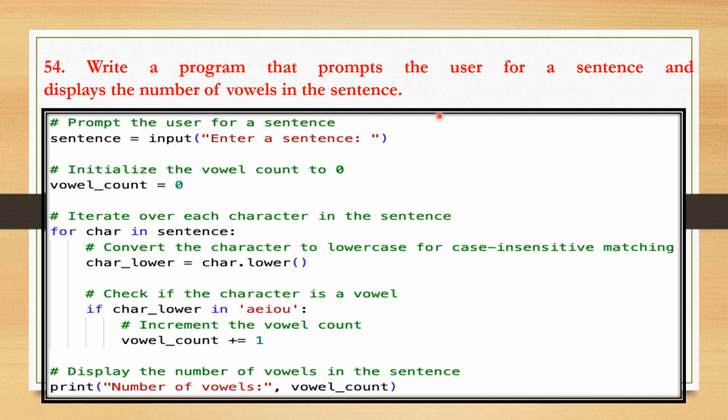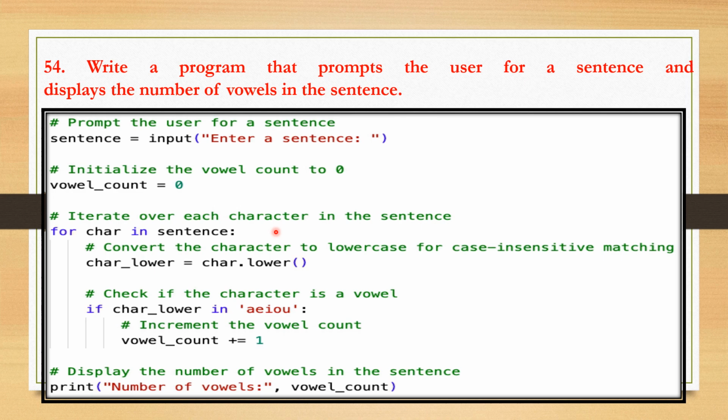The next program is to prompt the user for a sentence and display the number of vowels. So here it will prompt the user to enter a sentence using the input function, assign it to the sentence variable, and the program initializes the vowel count to 0 using the variable vowel count. And this program iterates over every character in the sentence using a for loop.